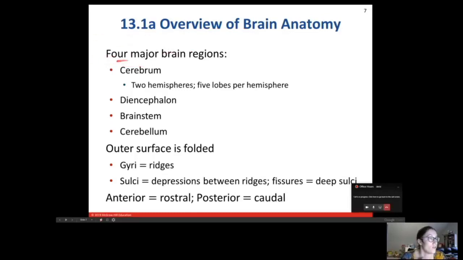So, 4 major brain regions. We're going to have the cerebrum, which is made up of 2 hemispheres, and there are 5 lobes per hemisphere, the diencephalon, the brainstem, and the cerebellum. So we'll start with the cerebrum and go down.